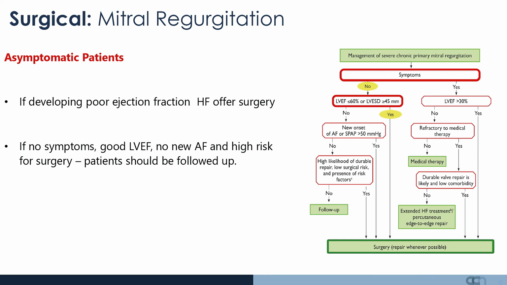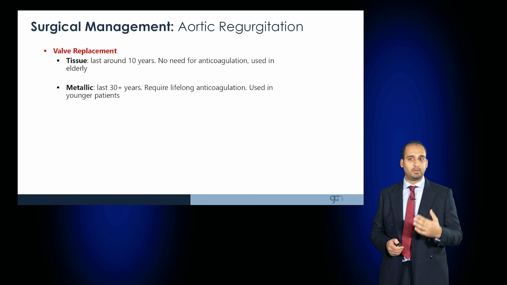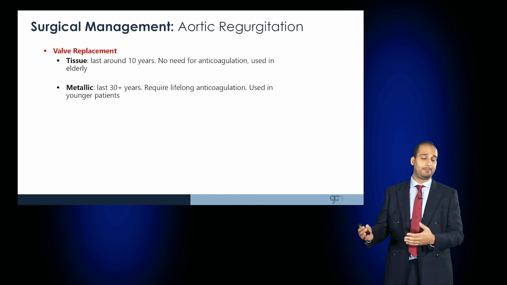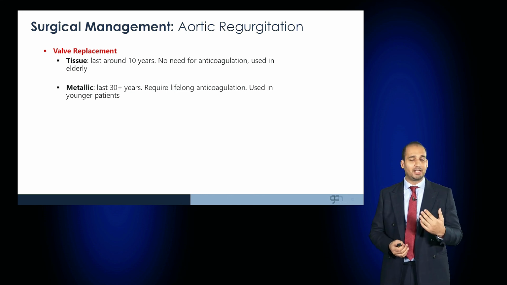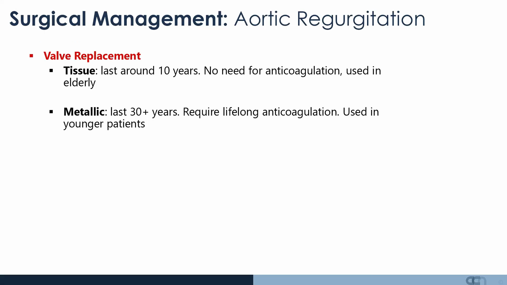For those patients that do require valve replacement, there are tissue and metallic options. Tissue lasts for about 10 years. Advantages, they don't require anticoagulation and can be used in the elderly. Metallic valves do last longer and so are used in younger patients, but they require lifelong anticoagulation with teratogenic agents such as warfarin, and that can have consequences on young females wanting to become pregnant.